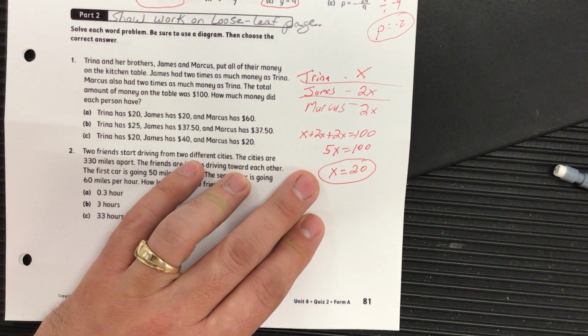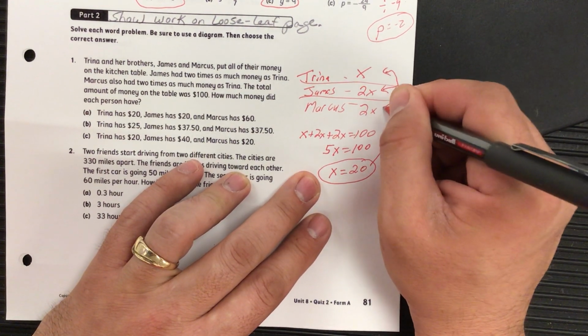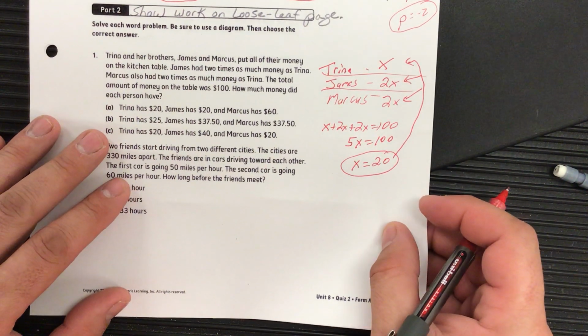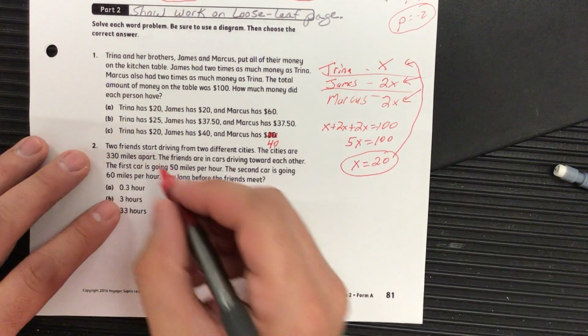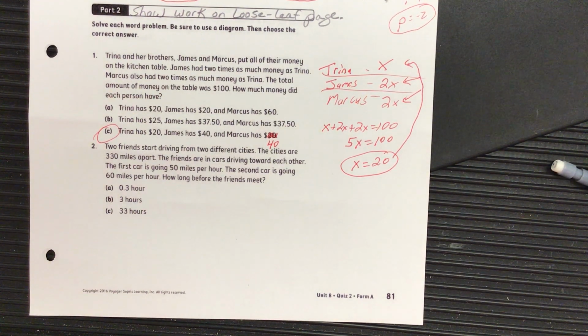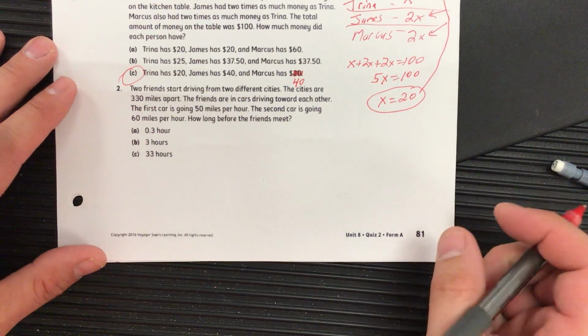Now, where some of us messed up, Kira, your name comes in my head on this last assignment. Now you got to plug it back in. How much does Trina have? 20. How much does James have? 40. How much does Marcus have? 40. This one is actually a misprint. That should be 40 on that one.